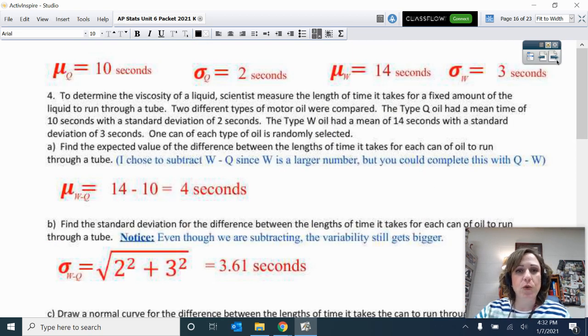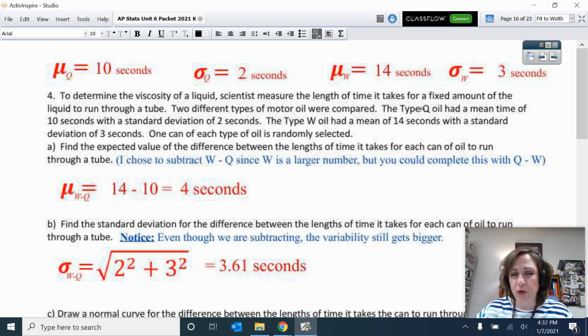The next one. Ooh, this one is so interesting. Okay, so first, here we go. We are talking about the viscosity of liquids. Of course, that has to do with the thickness of the liquid, okay? How much it's sticking to the sides, all that kind of stuff. So they do these measurements and determine its viscosity based on the length of time it takes to run through a particular tube. Okay? So two different motor types are compared.